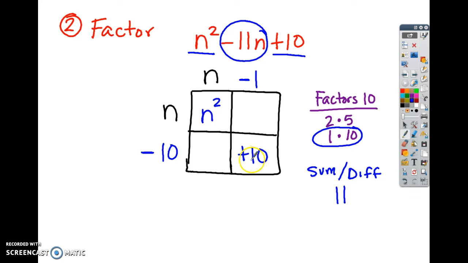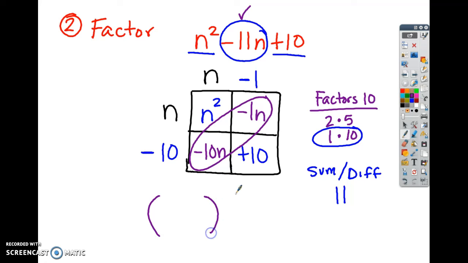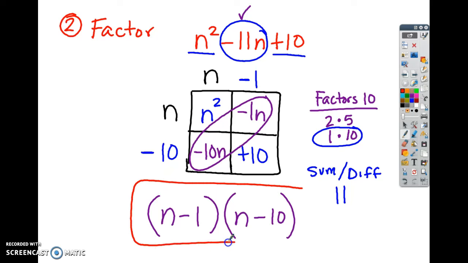Okay? So now let's fill in the box and see if it does give us the correct answer. So n times negative 1 is negative 1n. And negative 10 times n is a negative 10n. And when you combine these two, what does it give you? Negative 11, and that's what I wanted. So check it off. Make sure that it does give you what we said it gives you. Okay? And then go ahead and write down the factors because you are done. So what are my factors? N minus 1 and n minus 10. And that's your answer.